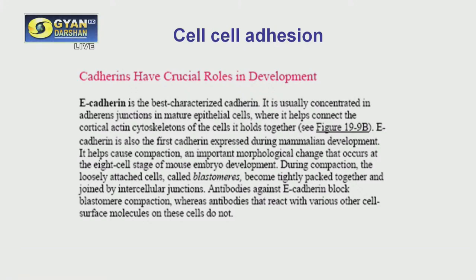During compaction, the loosely attached cells called the blastomeres become tightly packed and joined by intercellular junctions. So if you use antibody against E cadherin, what will happen? E cadherin will be destroyed and it will arrest the blastomere compaction. And therefore, these normal embryological processes will get hampered.